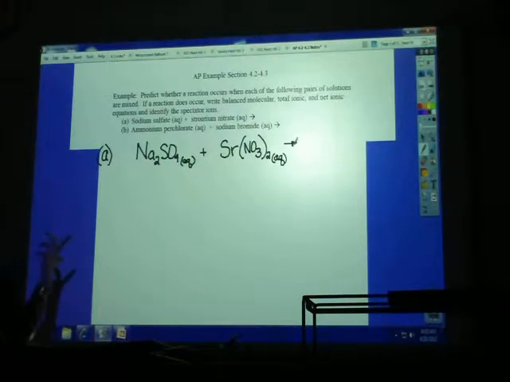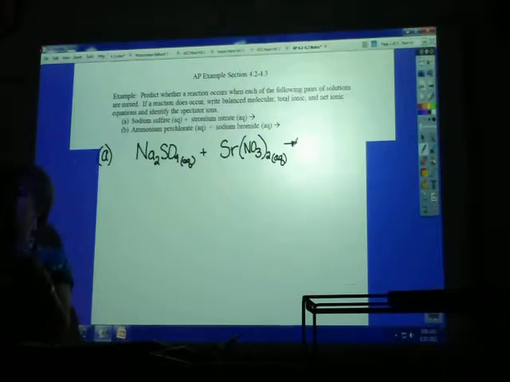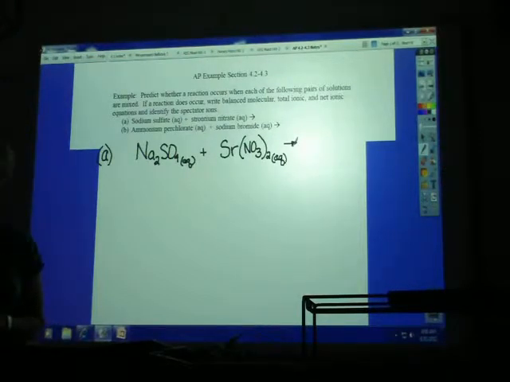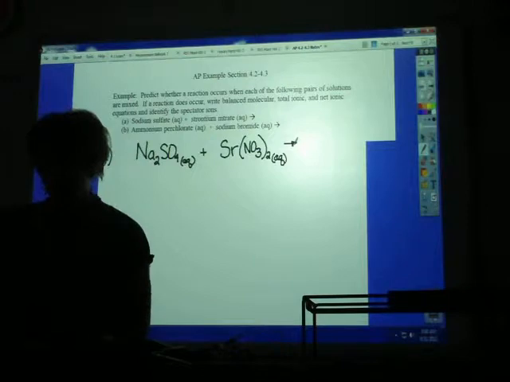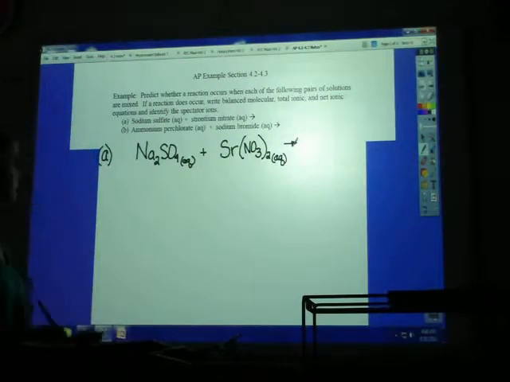Before you even do the reaction, you should be able to tell, using the solubility rules, whether or not you're going to get a precipitate when you mix the 2 together, which means it's going to look cloudy because a precipitate is a solid that forms out of the solution. And that's the lab that you're going to do Friday. You're going to mix stuff together and see if you get a precipitate or not, and make sure that matches up with solubility rules.